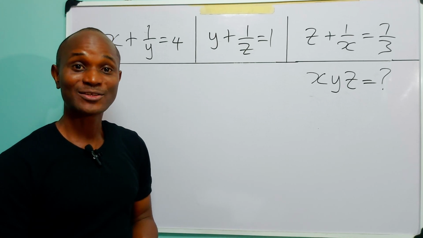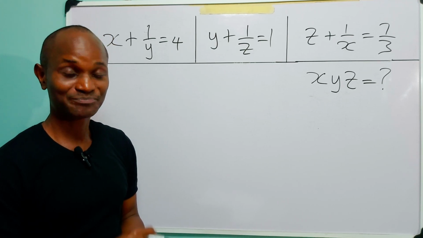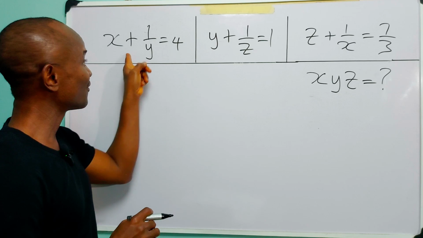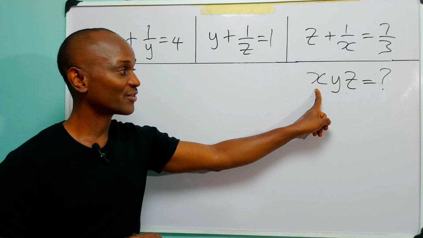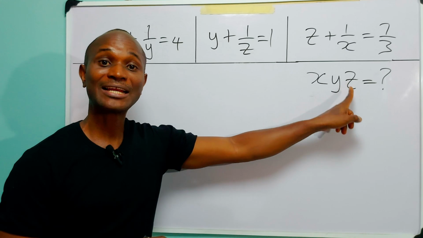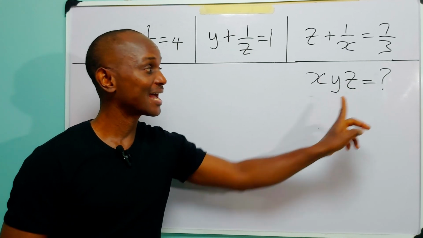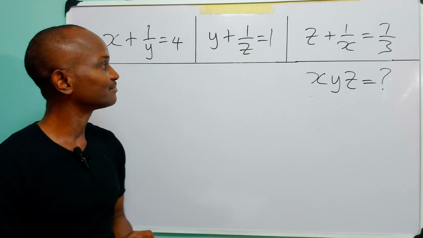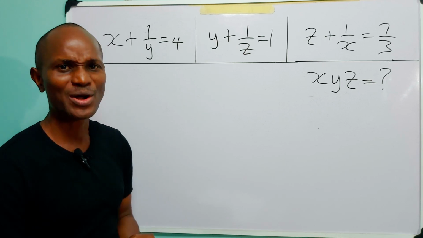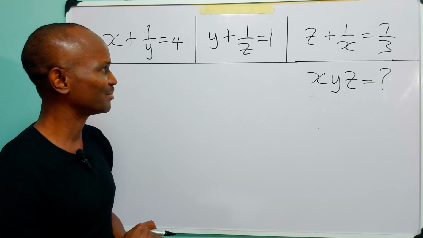As far as I know, there are two methods of solving this problem. The first method is to solve these three equations simultaneously. Get the value of x, get the value of y, get the value of z, and then multiply all three together to give us the product that we are looking for. But I think there's a more interesting way of solving this problem.